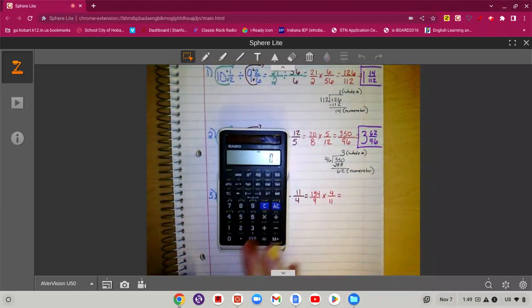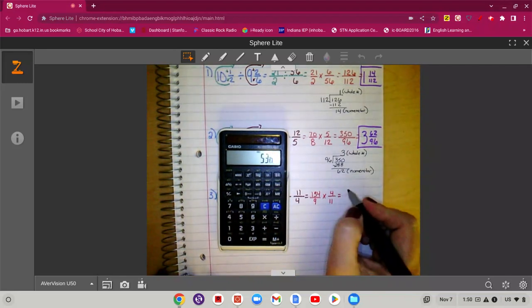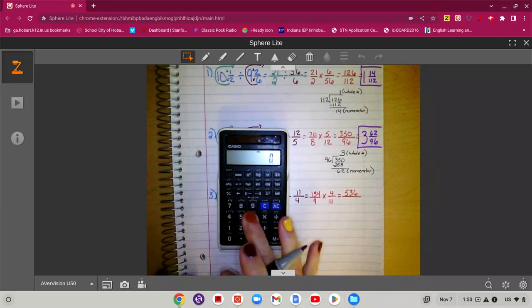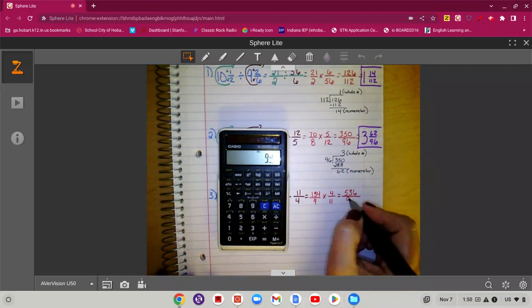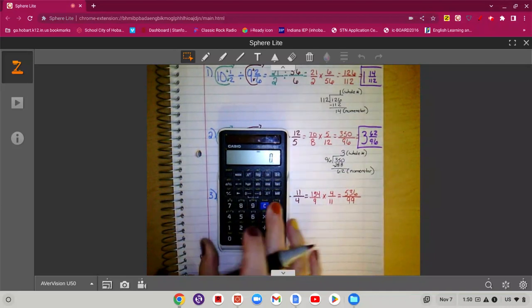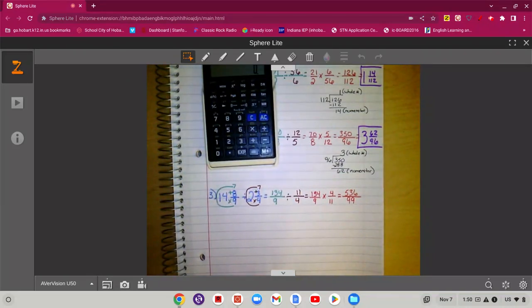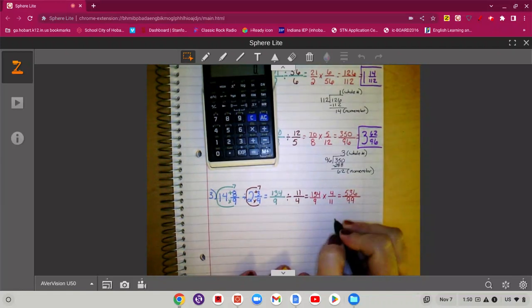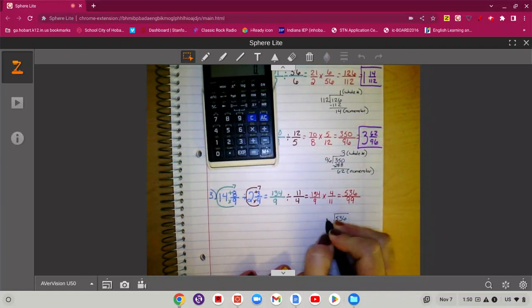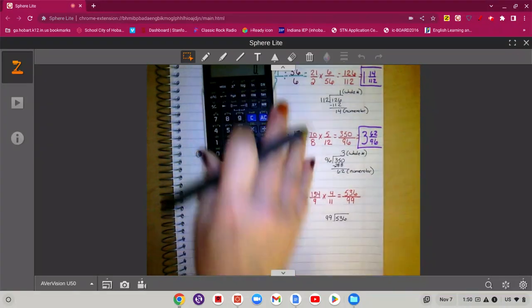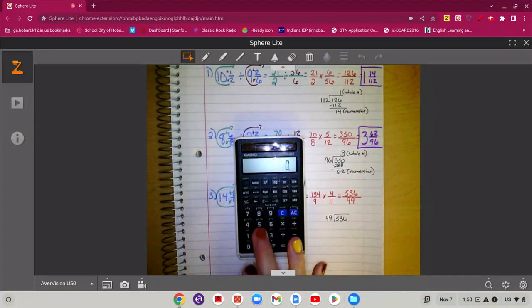And then again, use your calculator. So 134 times 4 gives us 536. 9 times 11 gives us 99. So then we have an improper fraction. We need to change it to a mixed number. So we're going to divide. 536 divided by 99. So again, use your calculator to guide you.